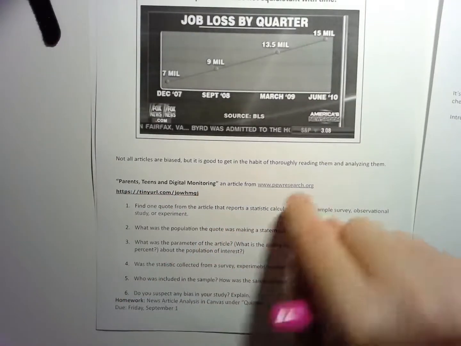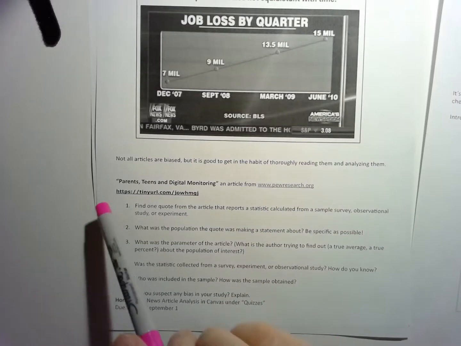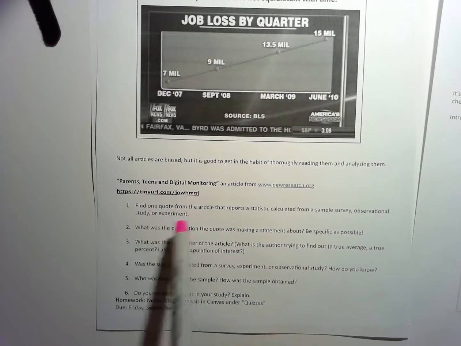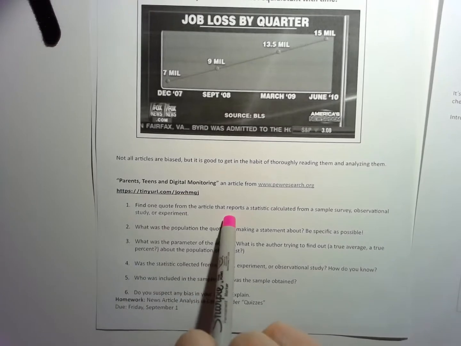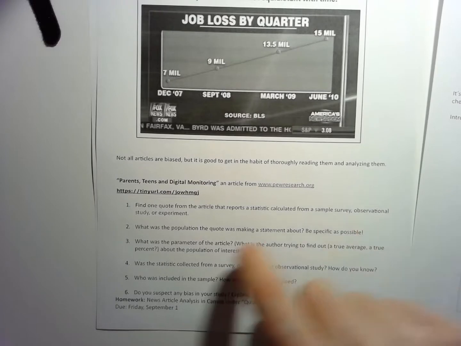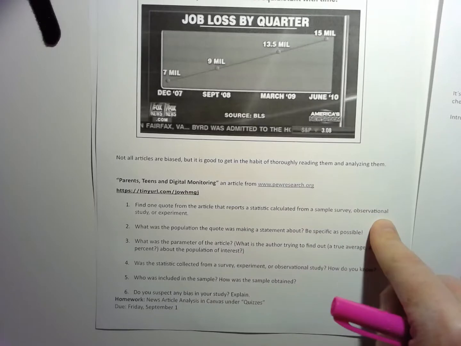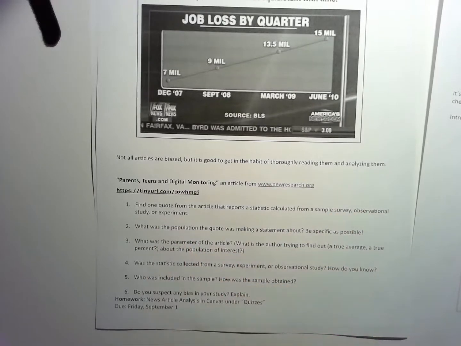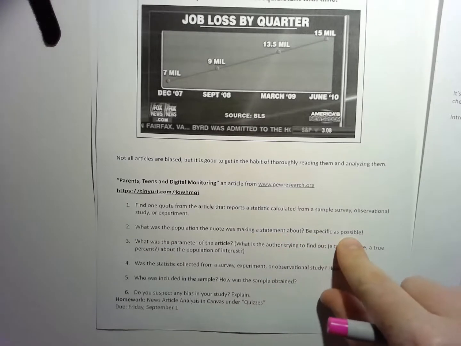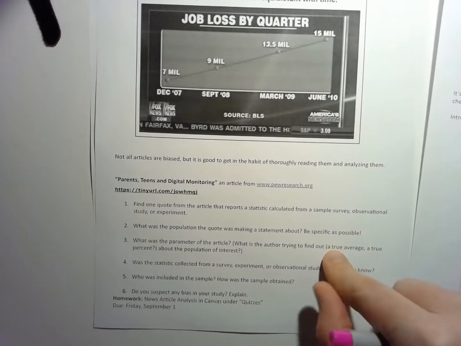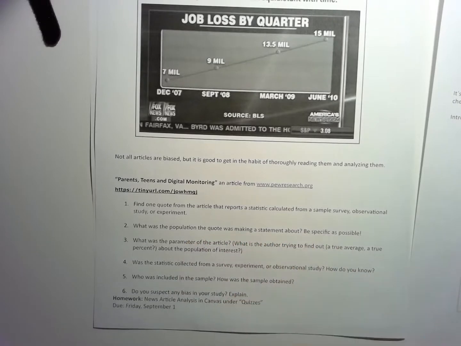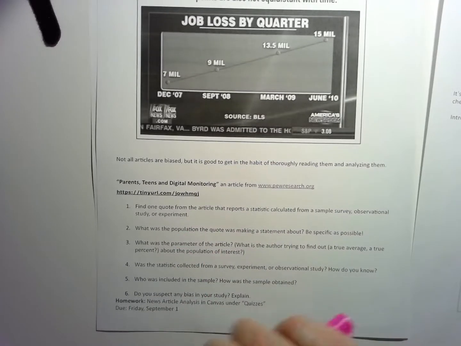And here is an article from pewresearch.org. And we want you to go here and find one quote from the article that reports a statistic calculated from a sample survey, observational study, or experiment. So try to find a nice quote within that article that helps you to definitely identify which one it would be. What was the population the quote was making a statement about? Remember to be specific. Some of you on your quiz were not specific. So make sure you are specific. Think of who, what, when, where, how. Any of those questions you could be specific about would help.